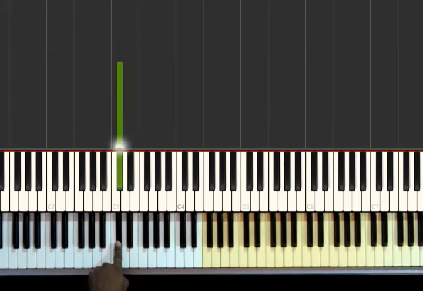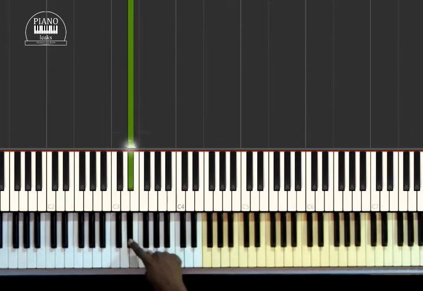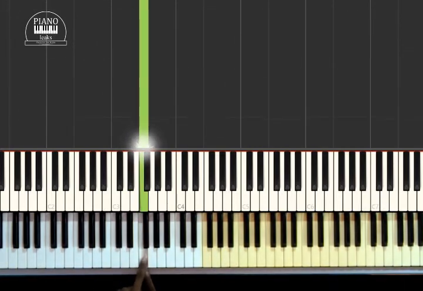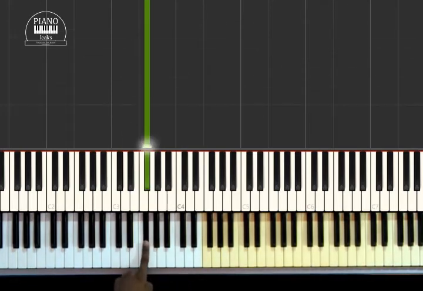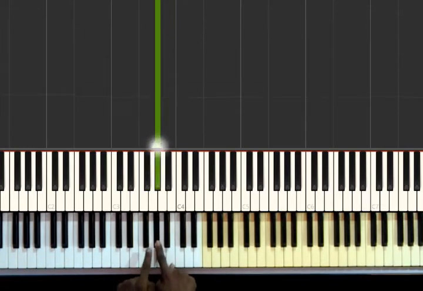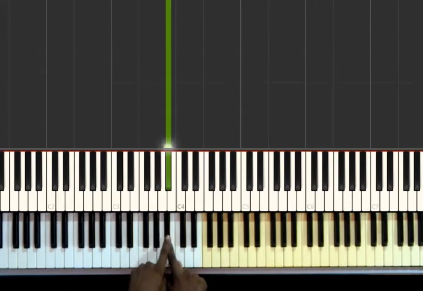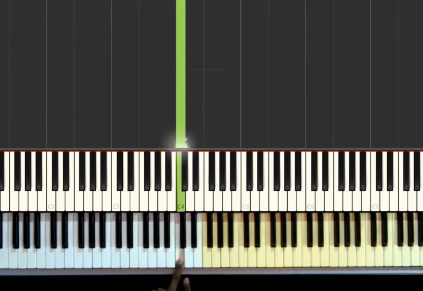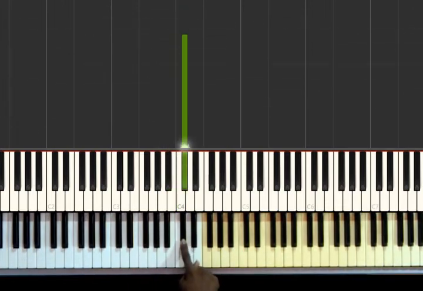Let's start from C sharp. What is the major scale in C sharp? Using the formula, a tone away from C sharp is E flat. A tone away from E flat is F. A semitone away from F is F sharp. A tone away from F sharp is G sharp. A tone away from G sharp, A sharp. A tone away from A sharp, C. A semitone away from C, C sharp.